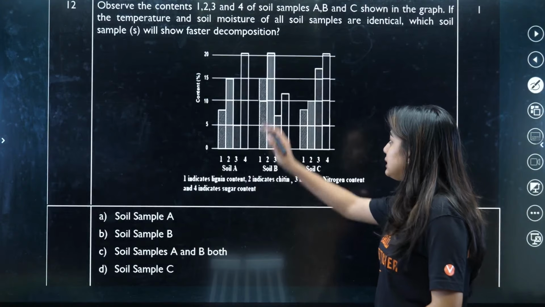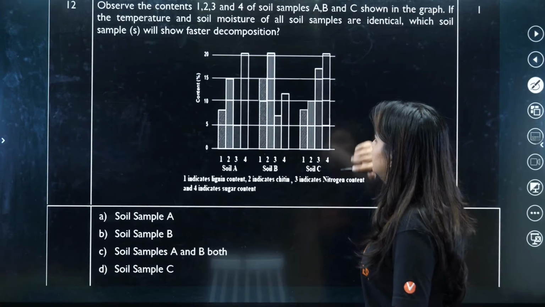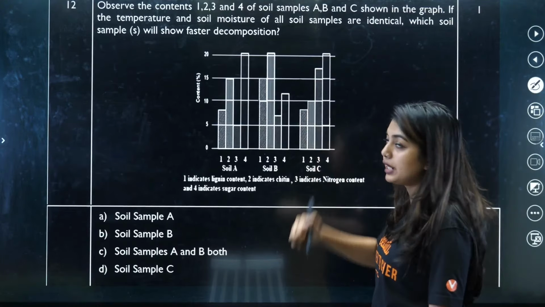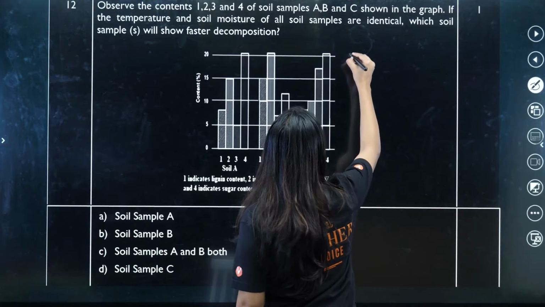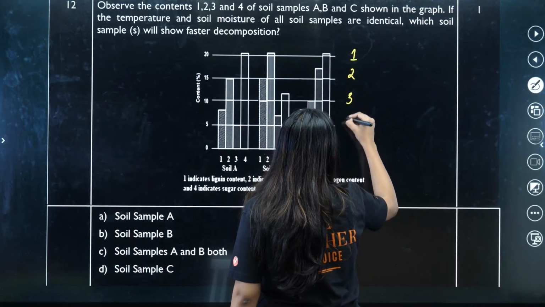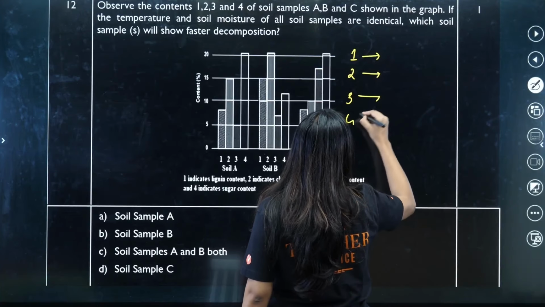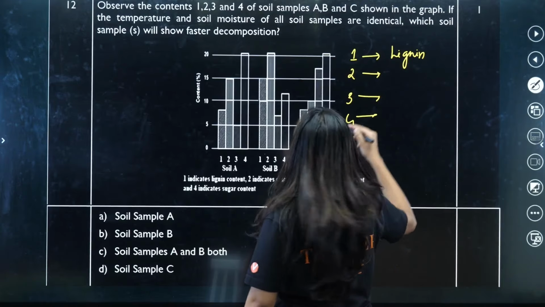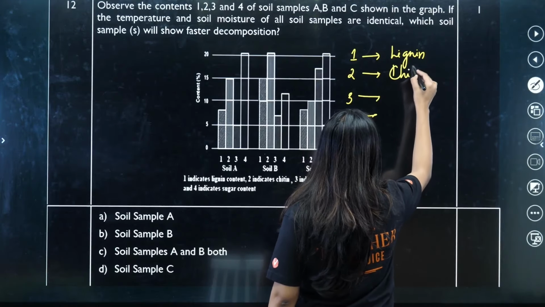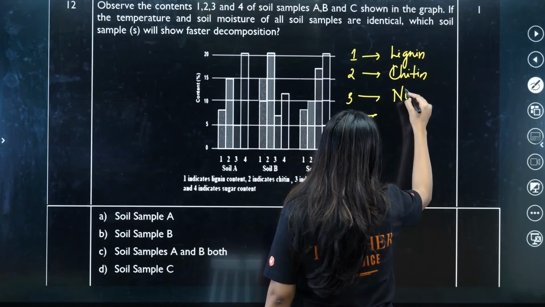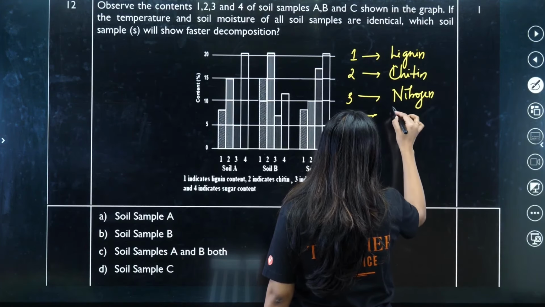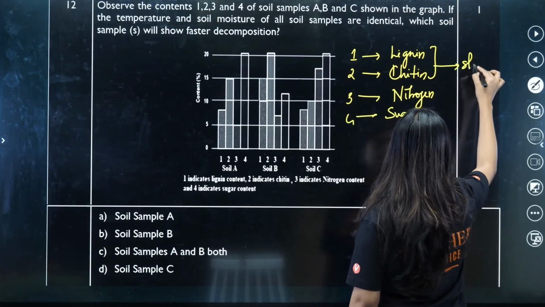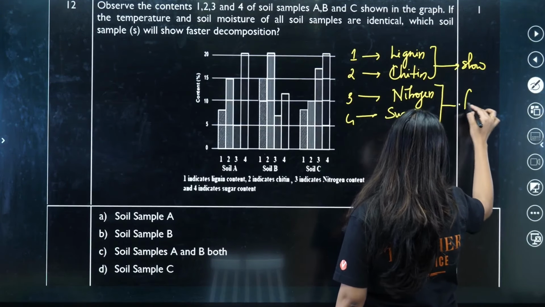Yes. Observe the contents 1, 2, 3, 4 of the soil samples A, B, C shown in the figure, temperature and the moisture, okay, and which soil sample will have faster decomposition rate, okay. Now, let's see what are the things that they've used, 1, 2, 3, 4, okay. One is lignin, okay. Second is chitin. Third is nitrogen. Okay, fourth is sugar. So out of this, students, these two will do slow decomposition. These two will help in fast decomposition.